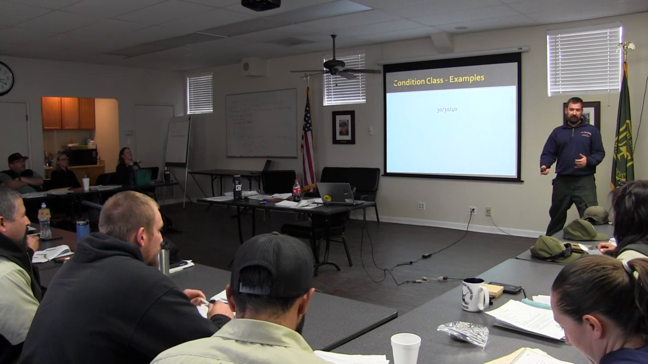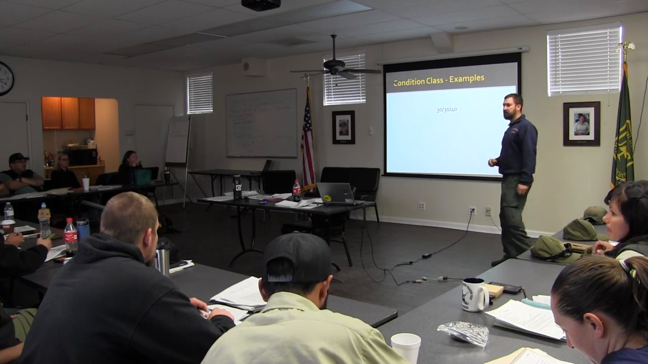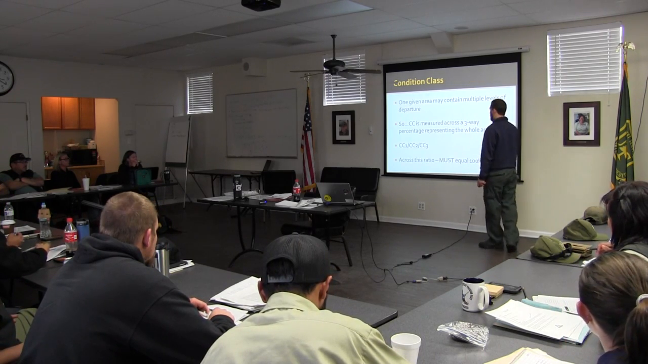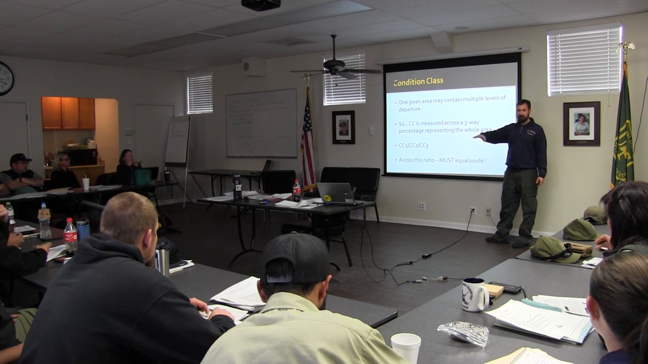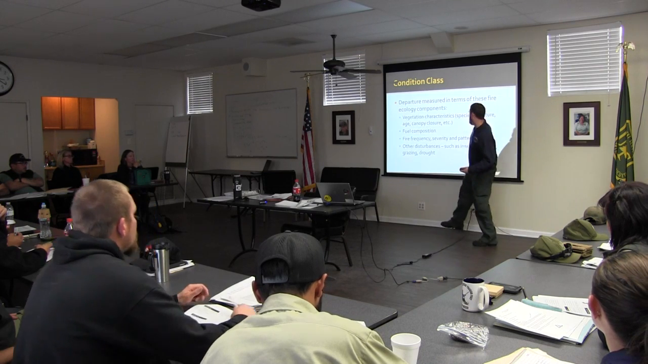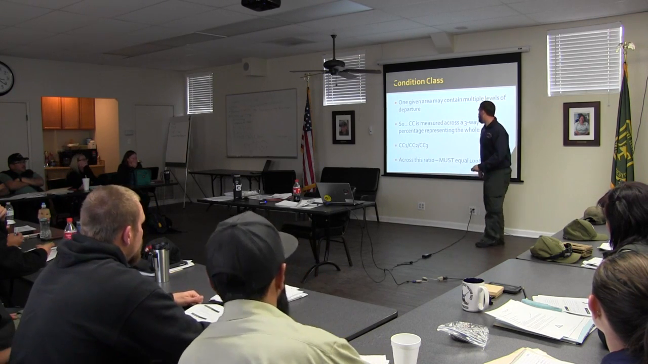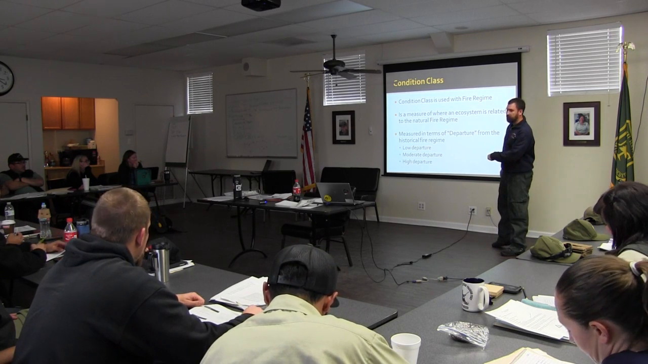Well, let's back up then. No, it's totally cool, man. Let's go back to this. So remember, condition class is a measure of departure from the fire regime. So you have a characteristic area, and it's broken up into three parts. Condition class 1 is low. Let's go back to this, low departure.